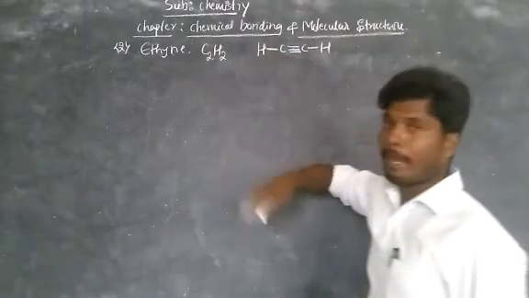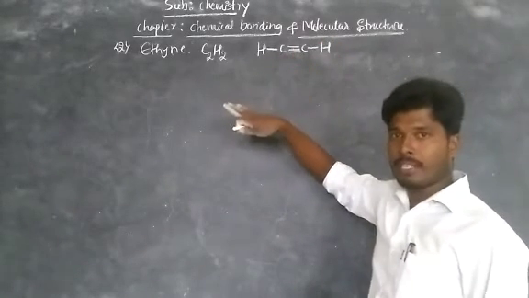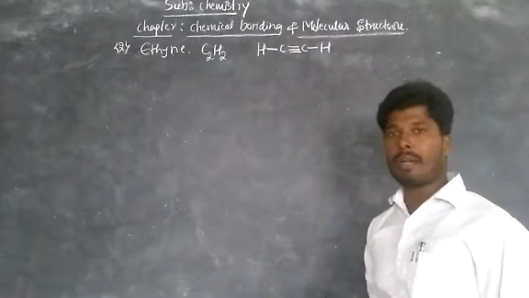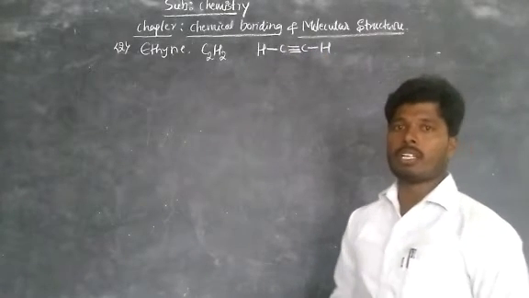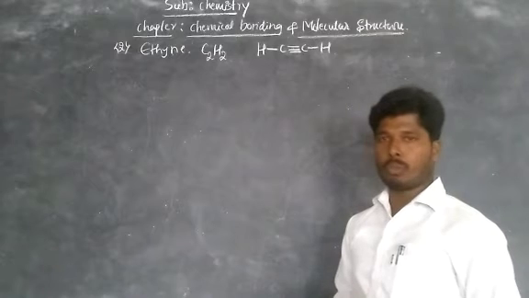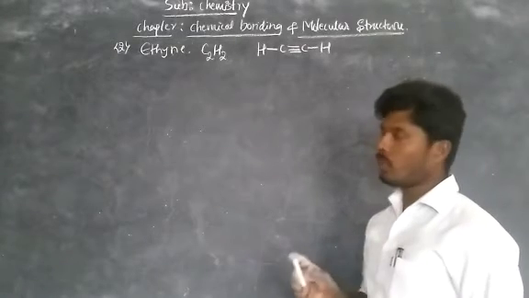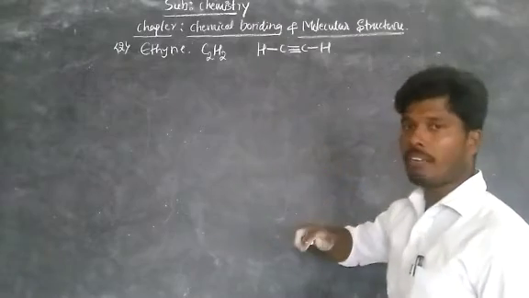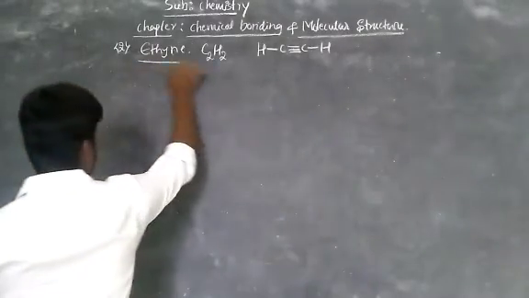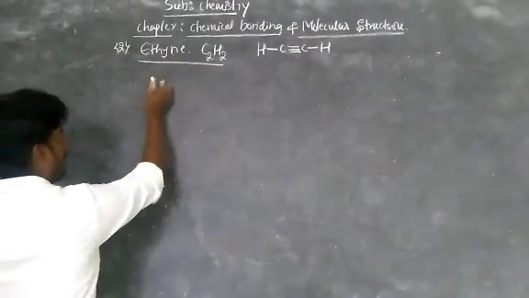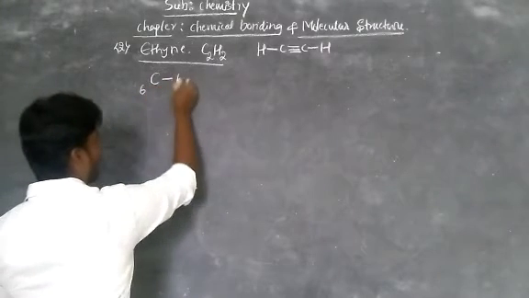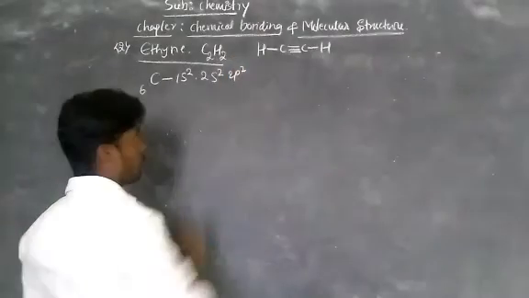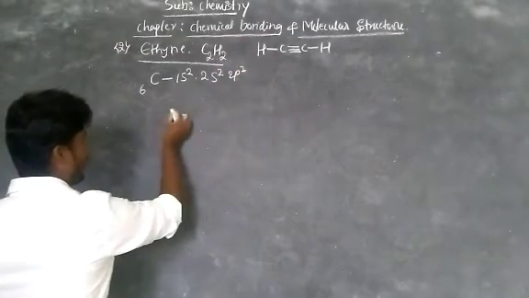Now observe, in the chemical bonding and molecular structure chapter, we are going to know how the bonds are formed between carbon and hydrogen, and what are the theories which help to explain the structure. That is our concept or understanding under this chapter. Now see how it is formed. Let's take carbon first. Carbon atomic number is 6 and the electronic configuration is 1s2, 2s2 and 2p2.